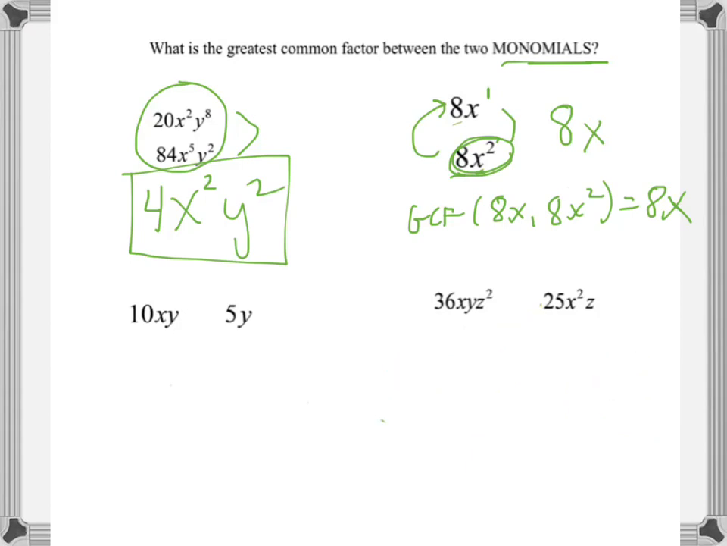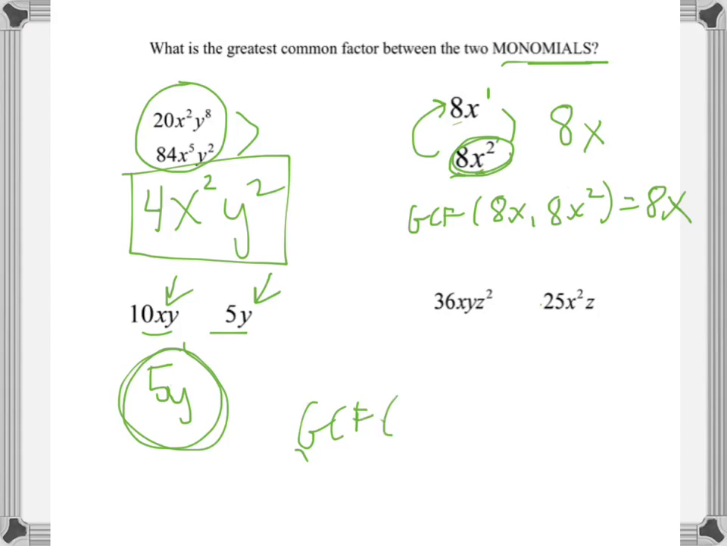Okay, the GCF between 10xy and 5y. They both share a 5 as a factor. Now this term has an x and this term doesn't, so we can't say that x is common to both of them, but 5y is common to both of them. So the GCF between 10xy and 5y is 5y.